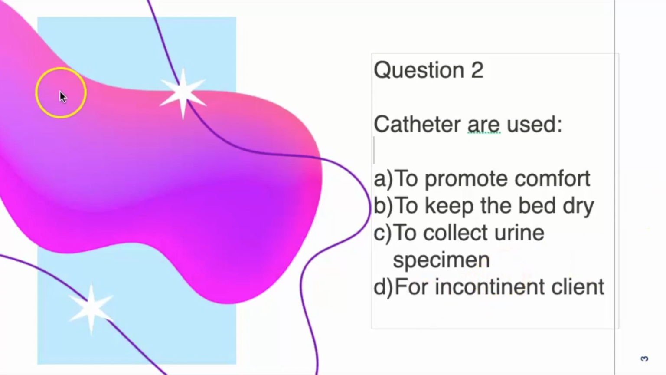A catheter is a tube that is inserted into the patient. The doctors or the nurses insert the catheter, and it is used for certain reasons. So why do you think a catheter is used? The correct answer for the catheter use is to promote the patient's comfort. A is the correct answer for this question.